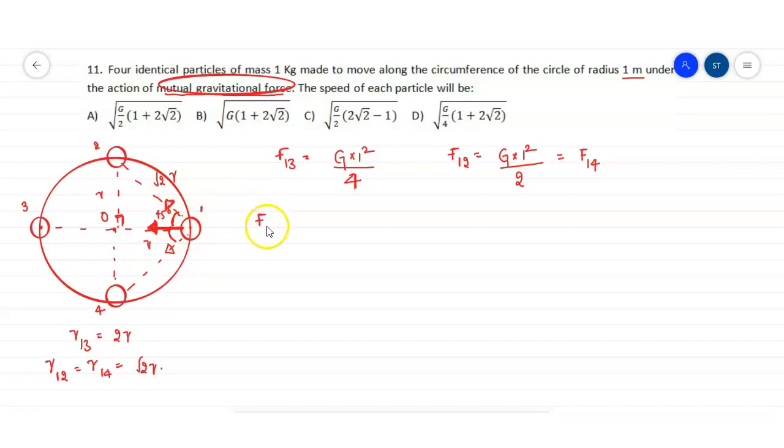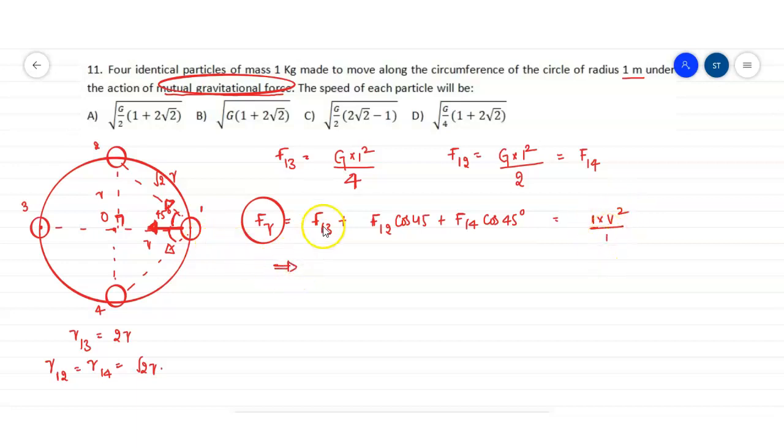So the net radial force acting on particle 1 will be F13 plus the component of F12 along this direction, F12 cos 45. Similarly, F14 will have a component F14 cos 45. So the total force will be F13 plus F12 cos 45 plus F14 cos 45. And we know that this radial force is nothing but our centripetal force, which will be equal to m v square by r. m is 1, r is also equal to 1.